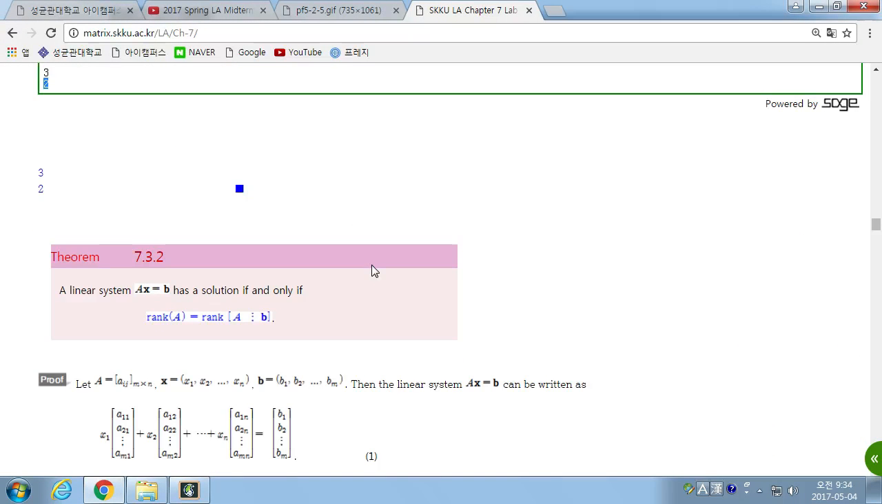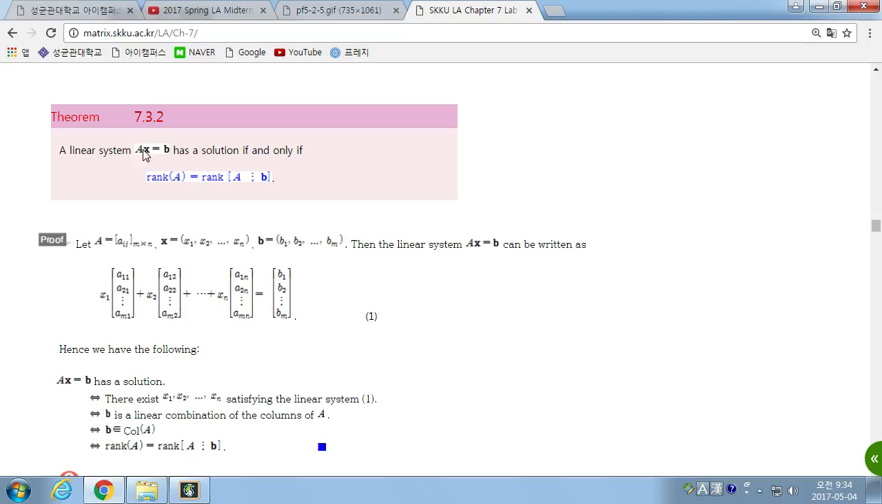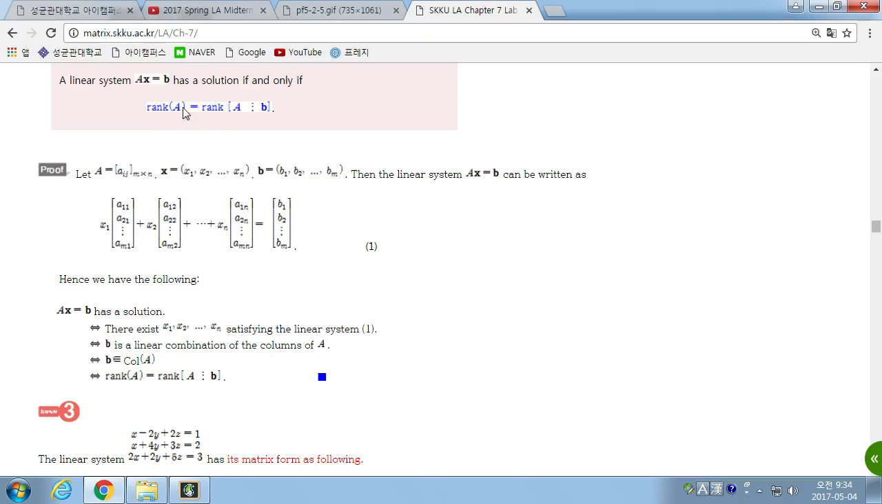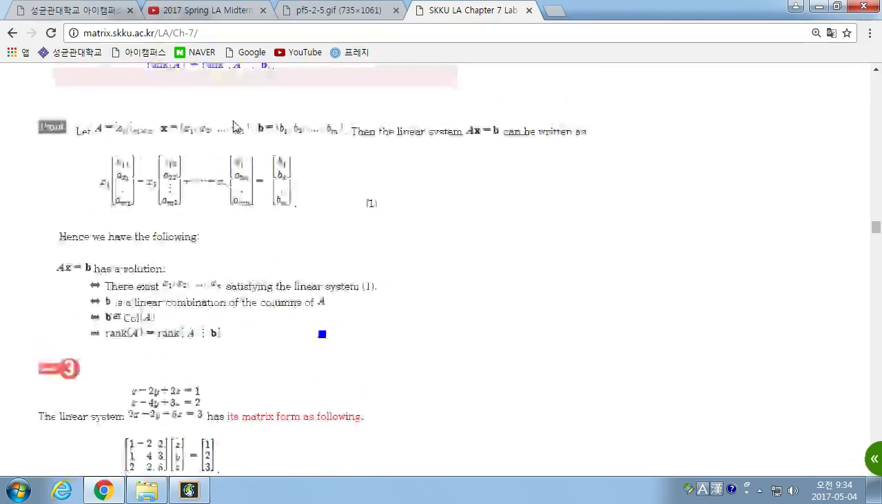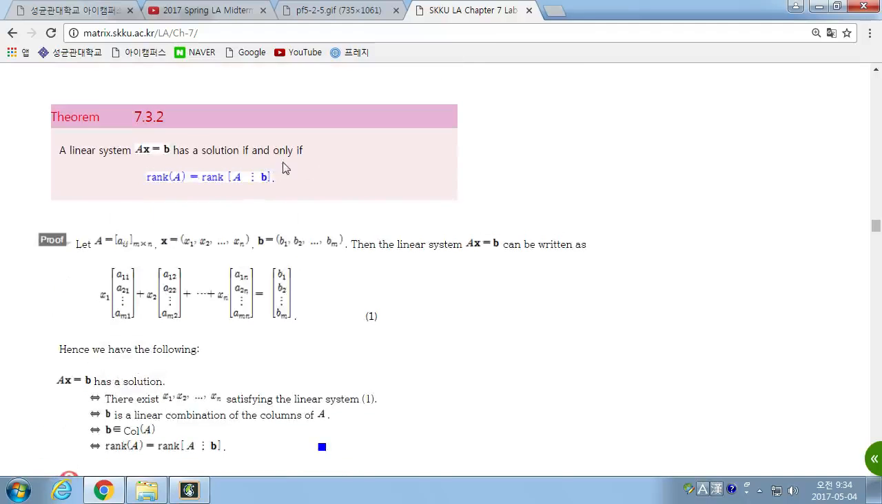Next, the linear system Ax equals b has a solution if and only if the rank of A is equal to the rank of the augmented matrix. Okay. So why is this true? This is very important. 이거 굉장히 중요한 거예요. Yeah. Solution.